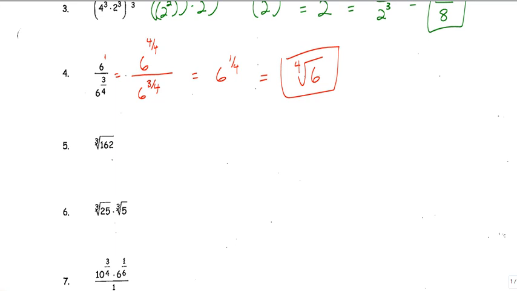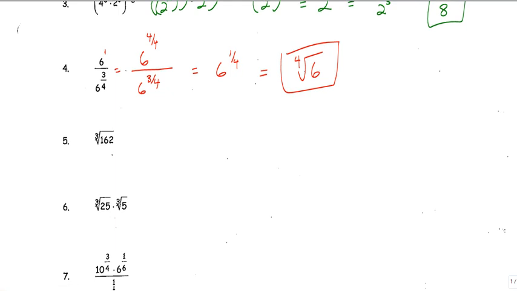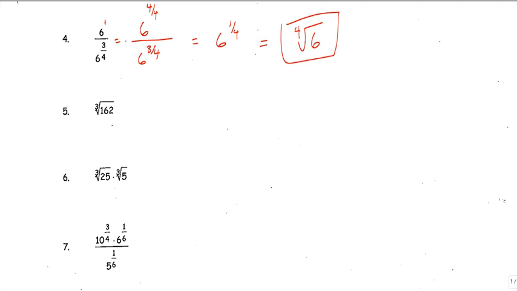Now, again, number 5, if you type this into your calculator, you're going to get a decimal. However, we can break it down more. The key is to figure out how this breaks down. So this is where you do the tree. I know this is 2 times 81. Now 81 is 9 times 9, which is 3, 3, 3, 3. So this turns into the cubed root of all these numbers: 2 times 3 times 3 times 3 times 3.